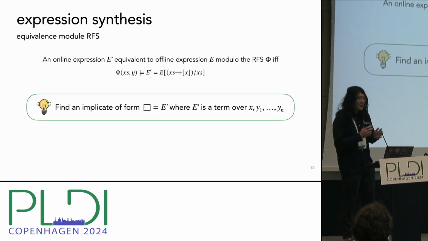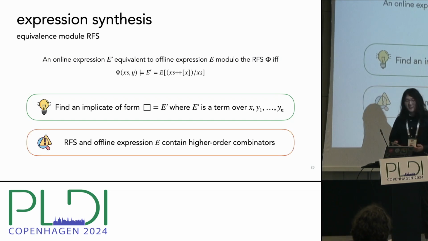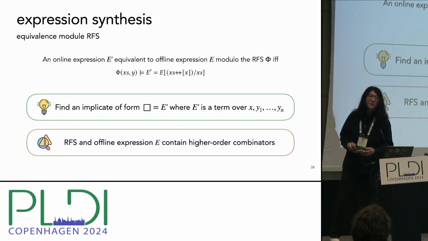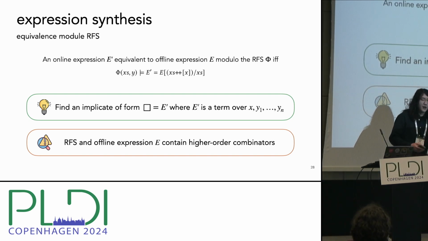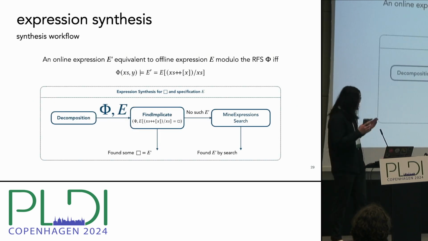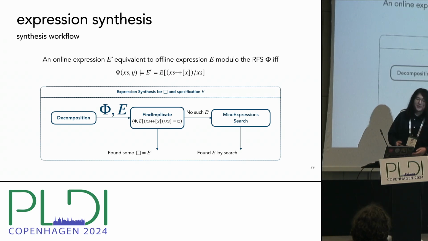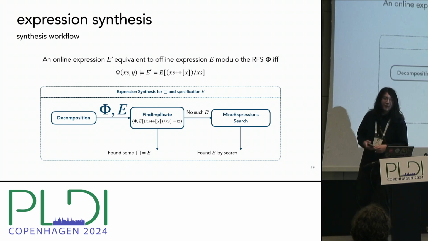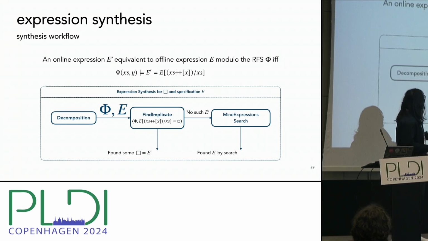However, you might notice that in my formula, there are many higher-order combinators, which could be a problem because we need to encode everything into an SMT solver in order to find such an implicate. So please refer to our paper for the detailed workaround. We use fresh variables to get over this problem. But the observation is that sometimes we cannot find such an implicate.